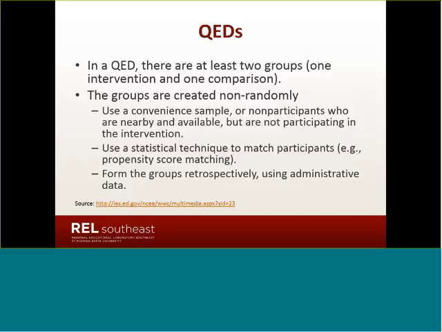Groups can be largely created for convenience, for instance, choosing a comparison group of schools that are near your intervention schools, or by comparing schools that volunteer to implement a new curriculum to schools that did not. You can also use other things such as propensity score methods to create a comparison group, where you match the intervention and comparison schools on characteristics that are likely to be related to the outcomes of interest. You can also use retrospective data, such as a nationally representative data set, to compare the outcomes of two groups of interest.